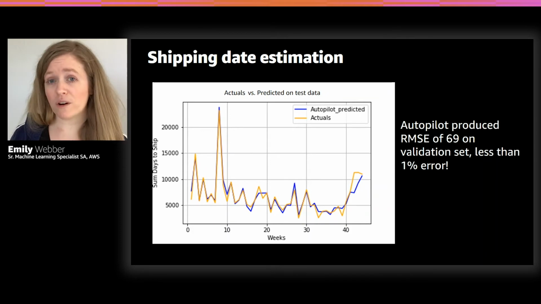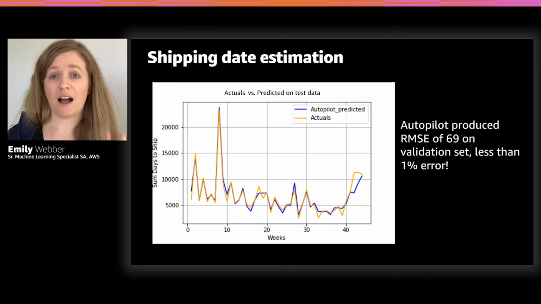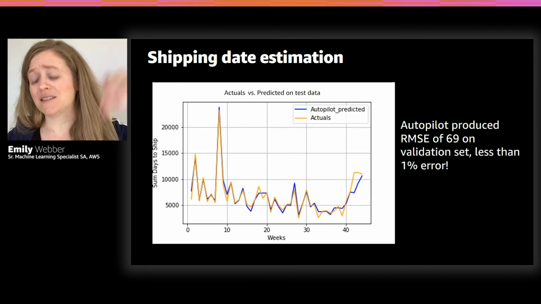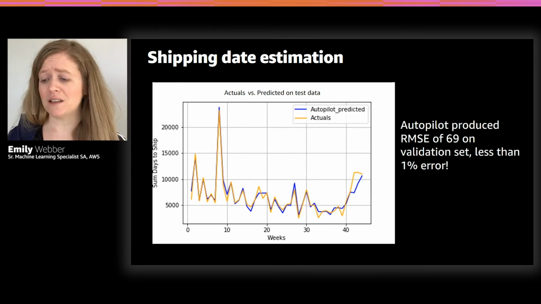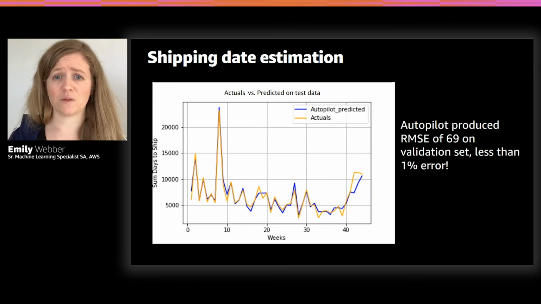So again, the orange line is the actual shipment date estimation, and the blue line is actually what Autopilot predicted, right? So it's getting those huge peaks, those huge valleys. And again, that was aggregated to the week level, and then throughout the course of a year was pretty accurate. So not bad for like 20 minutes of work.